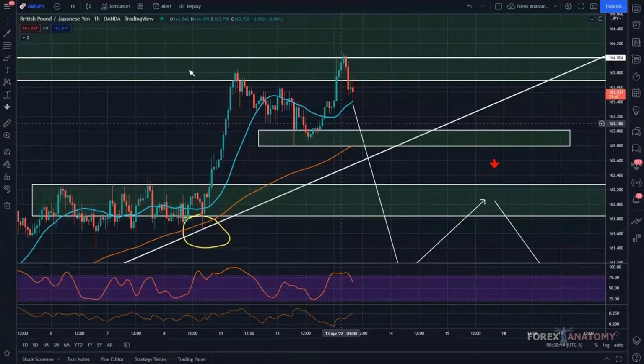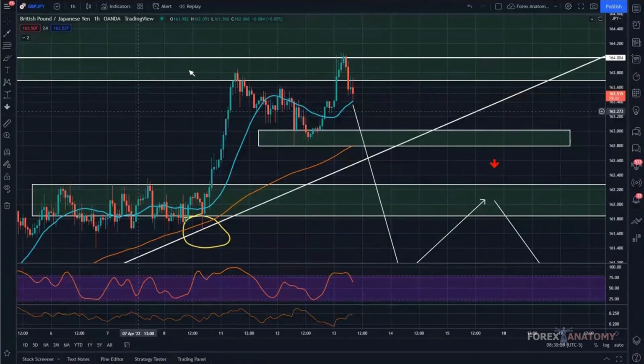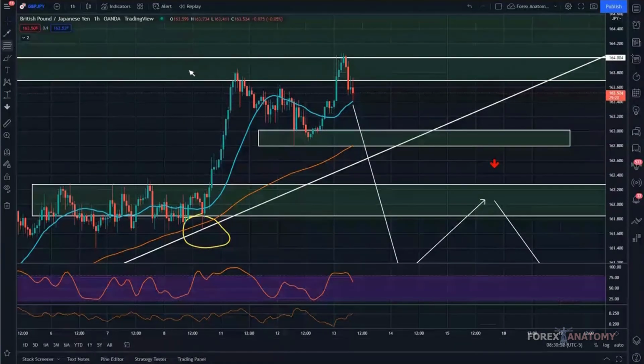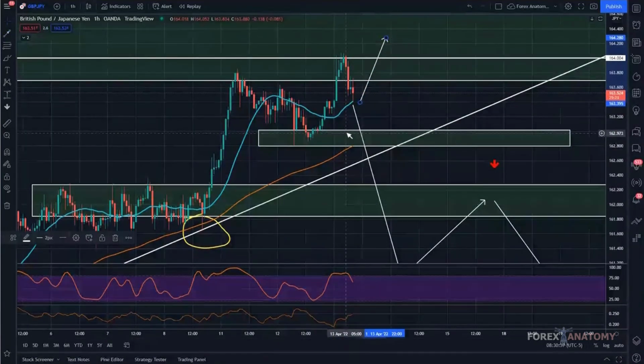So just take note of that before you actually, we could see another push up higher. That's what I'm saying. That could really happen. So it's up to you guys what you decide to do. But yeah, price could very well plow its way up.